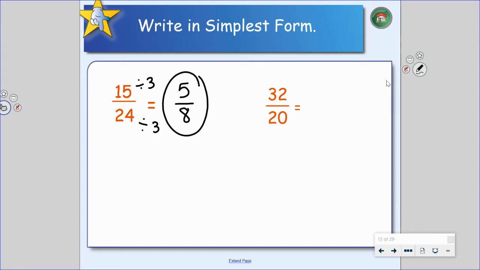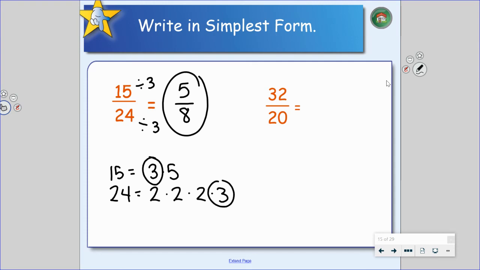But if that doesn't work, sorry about the phone in the background, then in that case, you may have to say, okay, 15 can be broken down into 3 times 5. 24 can be broken down into 2 times 12, which is the same as 2 times 6, which is the same as 2 times 3. You guessed it, you're looking once again at the prime factorization. And now you can find that greatest common factor.